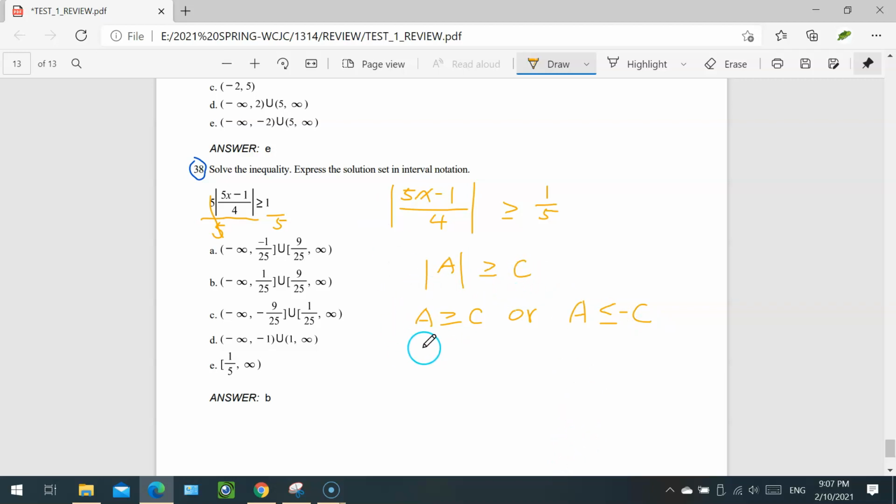So we rewrite into this form, 5x minus 1 over 4. And once you rewrite it, this no longer has the absolute value bar. So set that greater equal than 1/5, or 5x minus 1 divided by 4, set that less equal than negative 1/5. Now we solve for it.